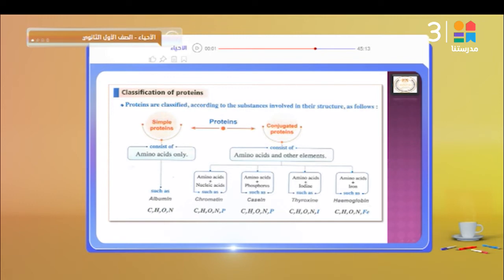Number 3, amino acid plus nucleic acids. It's called chromatin. Chromatin enters the structure of the chromosome. Each chromosome consists of 2 chromatids. You studied it previously in the third stage.